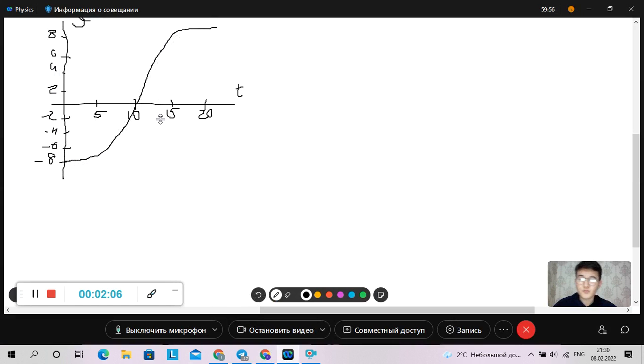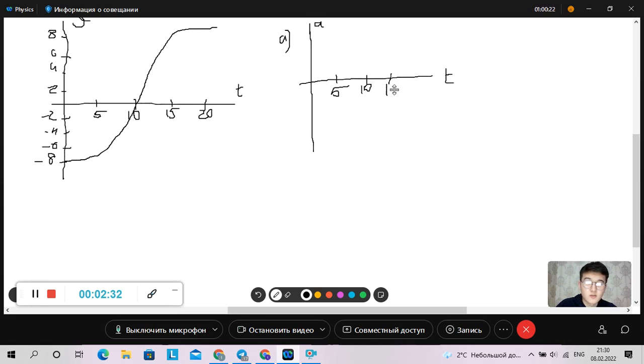Okay, we need to draw the acceleration versus time graph in question A. This is the acceleration and this is the time. And also we need to write 5, 10, 15, and 20.